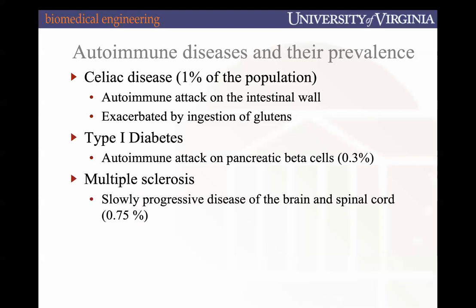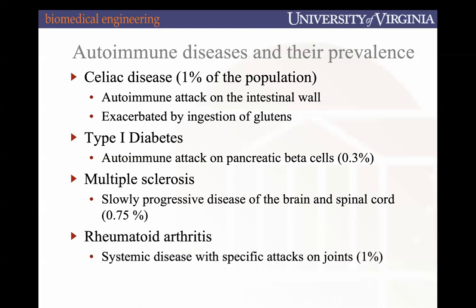MS, multiple sclerosis, is a progressive neurodegenerative disease that's an autoimmune disease of the central nervous system. And finally, rheumatoid arthritis is a systemic disease that affects our joints, where collagen, we talked about this back during the extracellular matrix, is a key component of our connective tissue. That's what's typically identified as the foreign substance, which is problematic given that collagen is literally everywhere throughout our body, which is why RA is seen as a systemic disease.